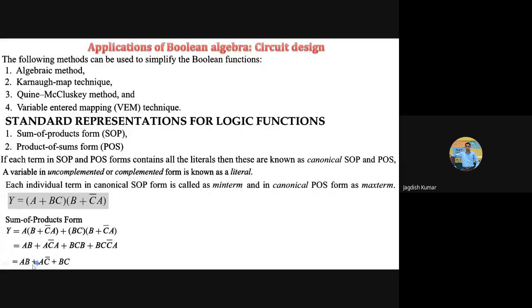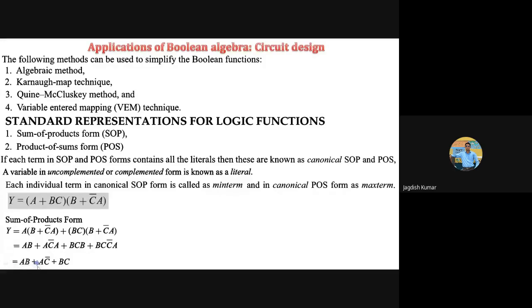Now I think you should be comfortable in understanding what sum of product is. These are products: AB, AC complement, BC. So these are products, and this right hand side is representing a sum of products. That is why it is called SOP form, sum of products form. How has this been arrived at? Here we have applied the theorems of Boolean algebra. Some expansion has been done here, then further simplification. I leave it to you. But this is called sum of product form.